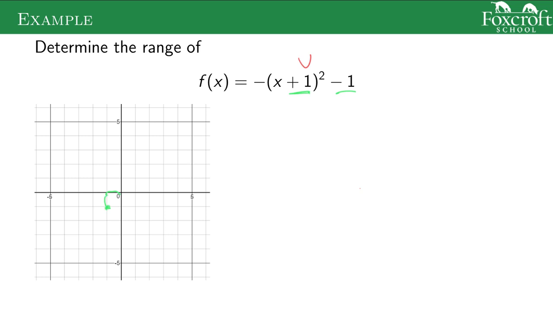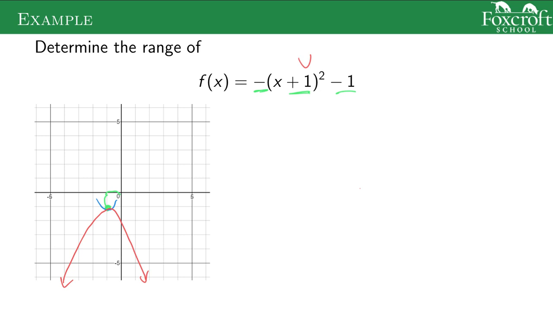So this is my starting point. And there's a negative here, which instead of drawing my parabola like this, the negative means my parabola goes downward. So that is my graph in red.